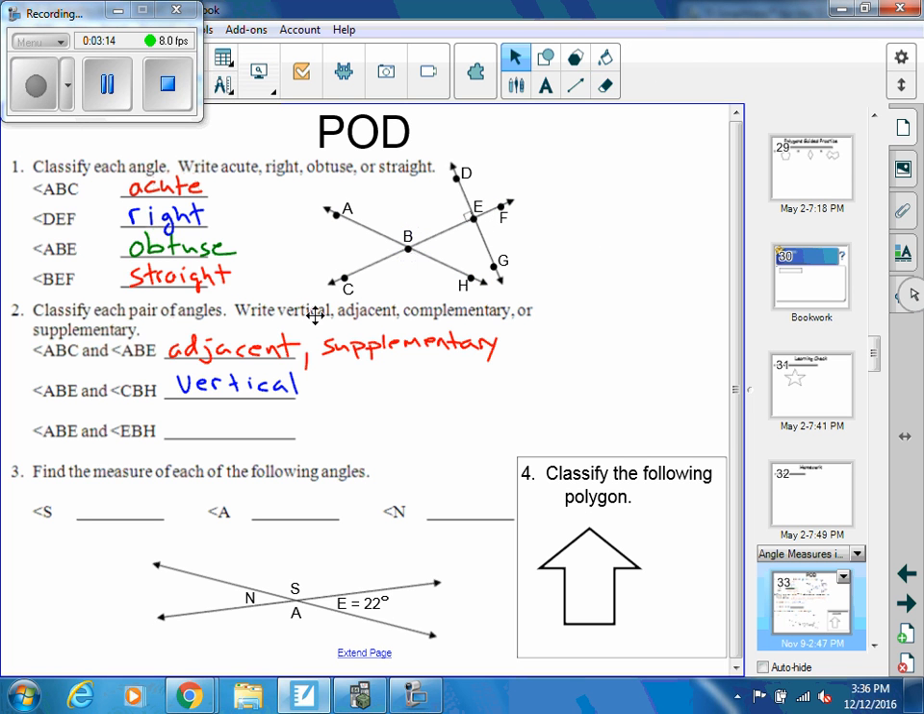The next set of angles, ABE and EBH. So we're talking about this angle and this angle. Okay, well, they share the vertex and they share side BE, so they would be adjacent. And they go together to make a straight line, so they would also be supplementary.